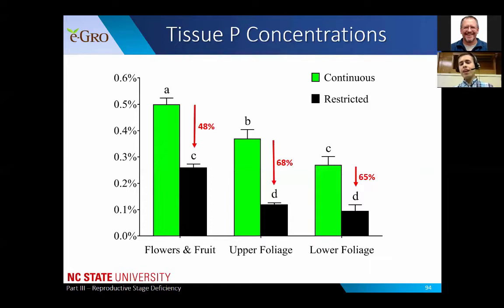And so when you compare these concentrations within each different plant part, you can see that the flowers and fruit lost 48% of their phosphorus concentration. The upper foliage lost 68% of their phosphorus concentration, and the lower foliage lost 65%. So again, this illustrates that it was the upper foliage that lost the greatest percentage of phosphorus, and it was the flowers and fruit that lost the least, which indicates that there's this preferential allocation of phosphorus to the flowers and fruit.